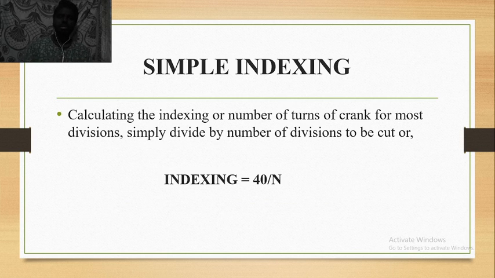And this is the calculation of simple indexing, where the number of turns the crank has to be rotated is found here. With 40 teeth on the worm wheel, it is 40 divided by N, where N is the number of divisions to be cut. If you need an 8-flute cut, we can find the number of rotations the crank has to revolve by 40 divided by 8, which is 5 revolutions. And this is how we can find the indexing using simple indexing.